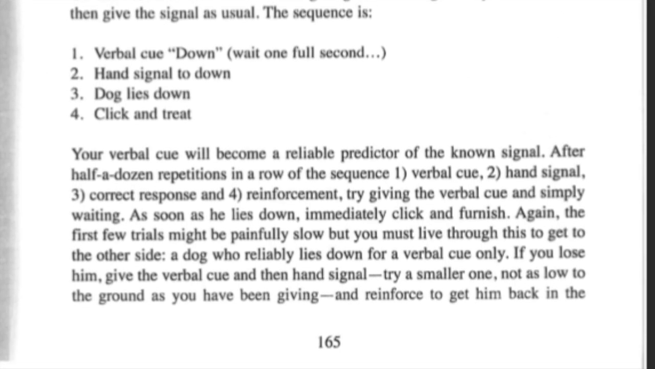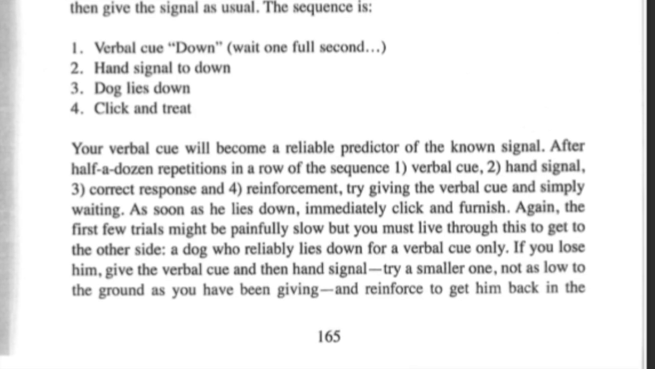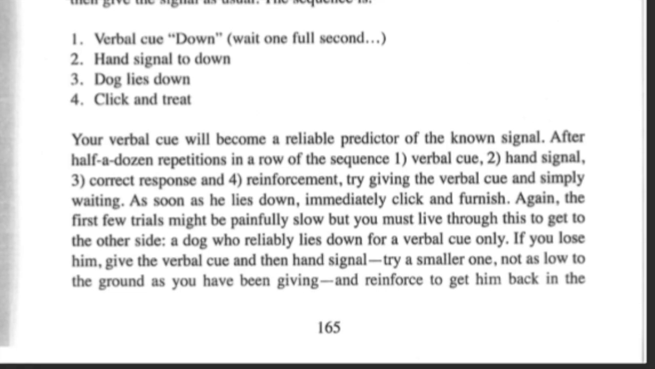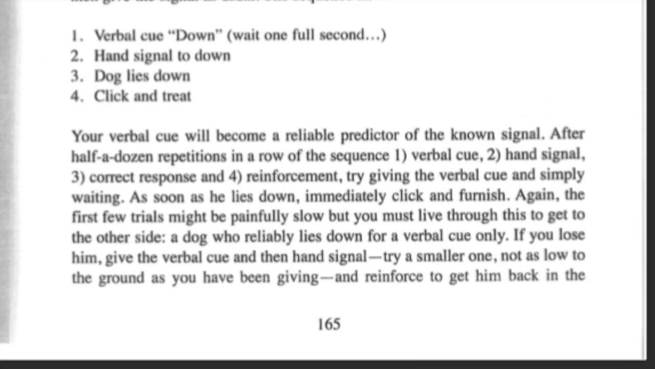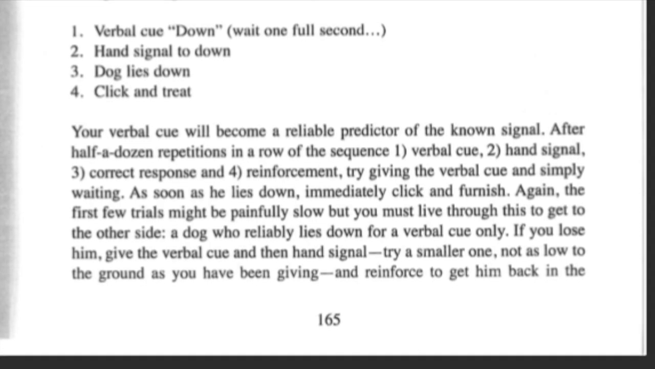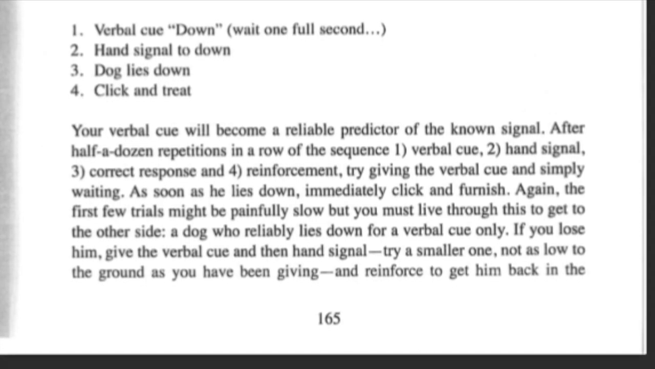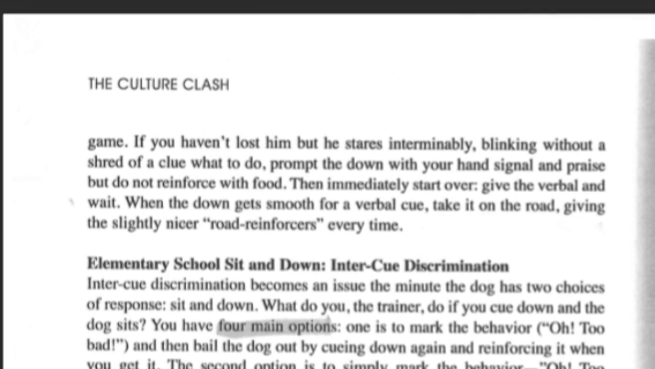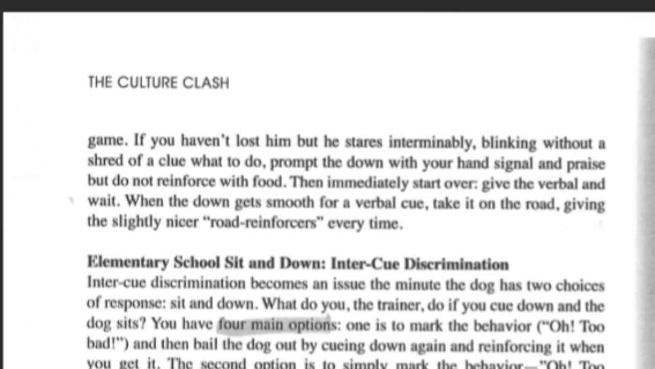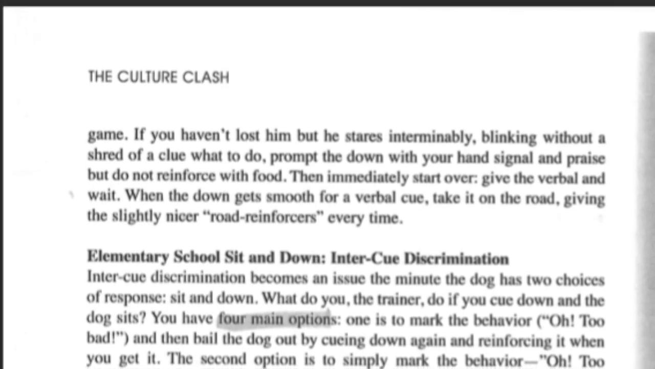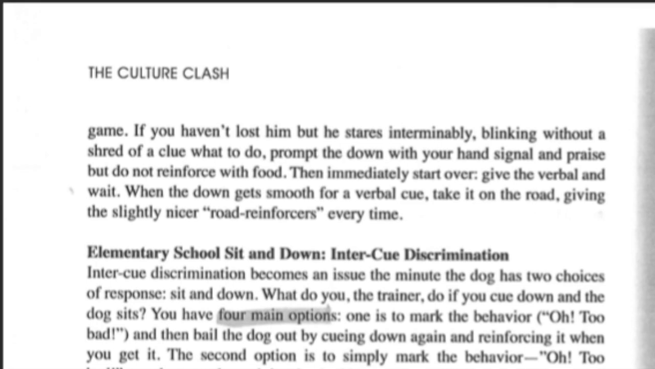Again, the first few trials might be painfully slow, but you must live through this to get to the other side. A dog who reliably lies down for a verbal cue only. If you lose him, give the verbal cue and then hand signal. Try a smaller one, not as low to the ground as you've been giving, and reinforce to get him back in the game. If you haven't lost him but he stares interminably, blinking without a shred of clue what to do, prompt the down with your hand signal and praise, but do not reinforce with food. Then immediately start over. Give the verbal and wait.